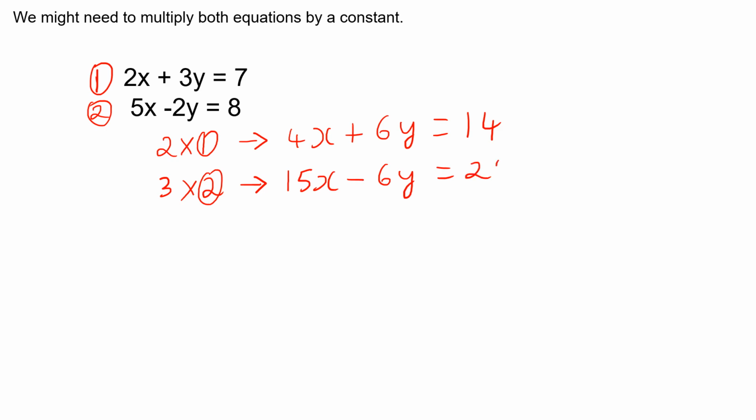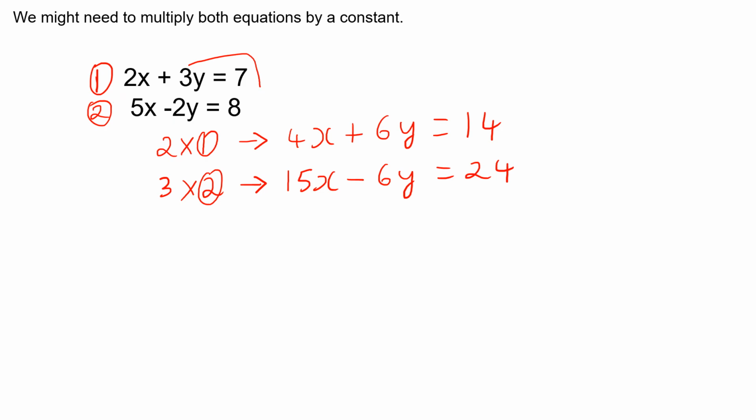equals 24. We're basically looking for a number that I have to times the first equation by and a different number that I times the second equation by in order to make the numbers in front of the y's the same. A little hint is if I take 3, so that's the coefficient of y in the top equation, and times the second equation by that, and the bottom equation, if I times both sides by 2, which is the coefficient of y in the second equation except for the sign, then this will always work.